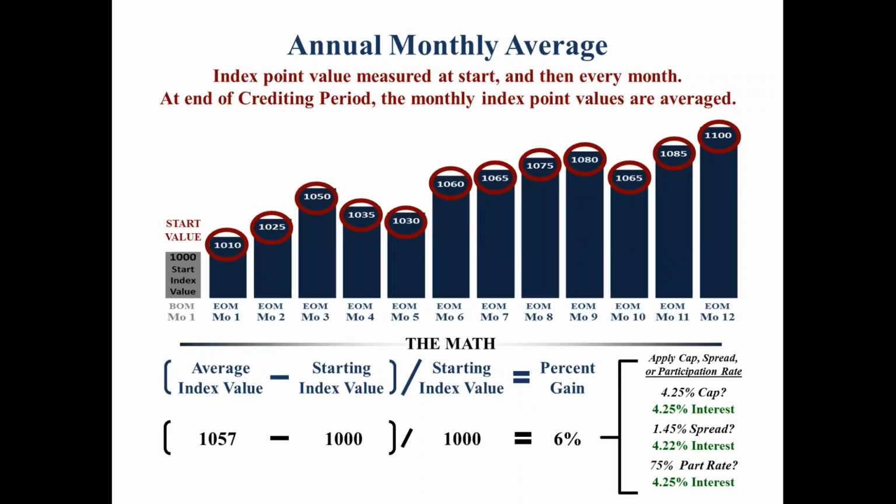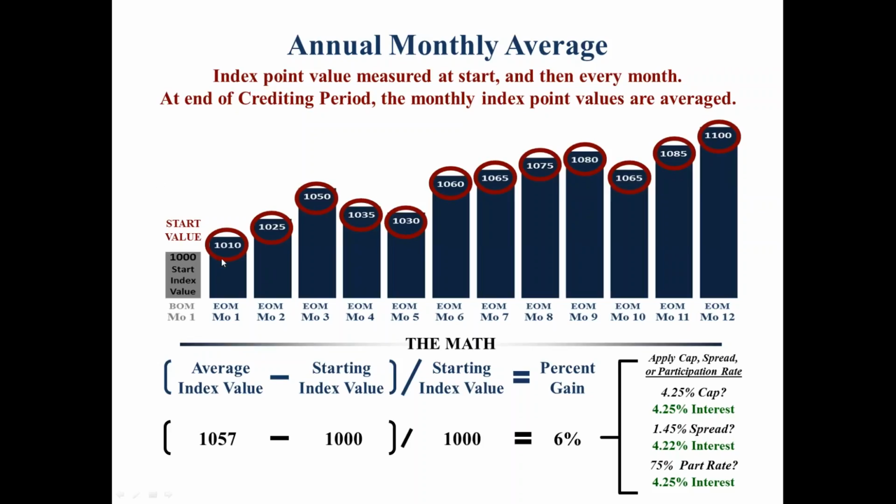Because when these products first came out, there was only annual point-to-point. And people were complaining, yeah, but I missed everything that happened in the middle, and it went way up. So that's when they said, okay, we'll do this monthly average thing. But again, it depends on what the market does. You know what I'm saying?